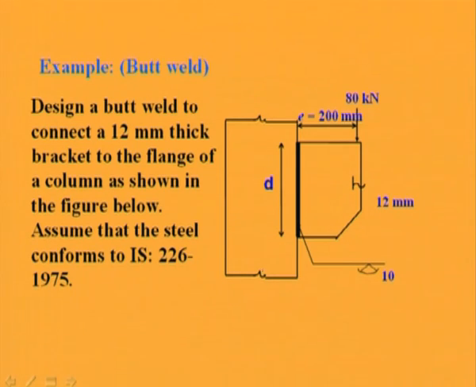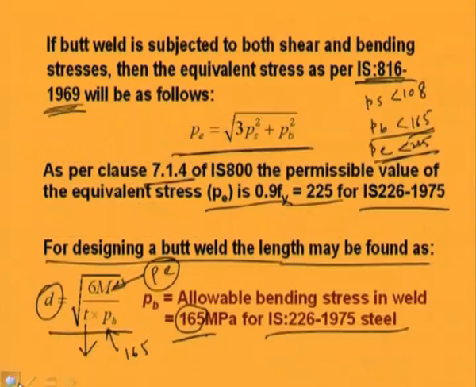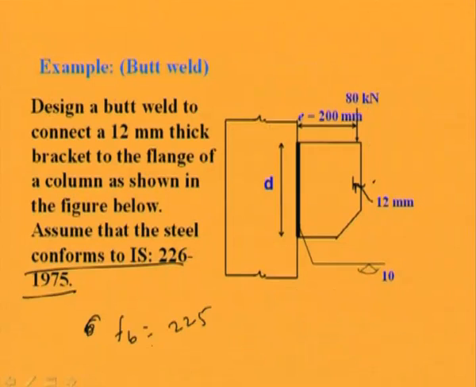Design a butt weld to connect a 12 mm thick bracket to the flange of a column as shown in the figure below. Assume that the steel conforms to IS 226 1975. That means FB will be 165, which is given here. So PB or FB, whatever you call, that will be 165 MPa.